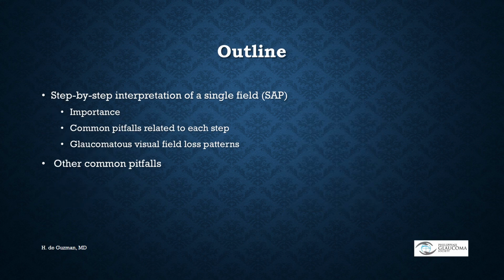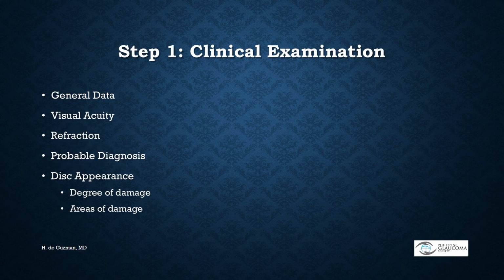This lecture is about the process of interpretation. There are not a lot of examples of visual field results because that's what atlases are for. The process actually starts in the clinic when we first examine and meet the patient. There are certain things that we need to find out that will help guide us when we request the test and when we interpret the test.